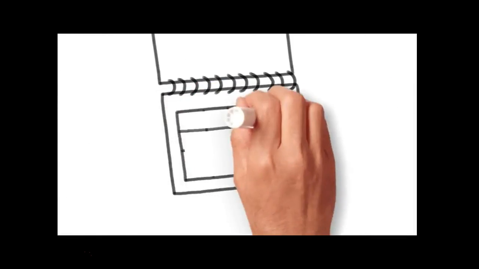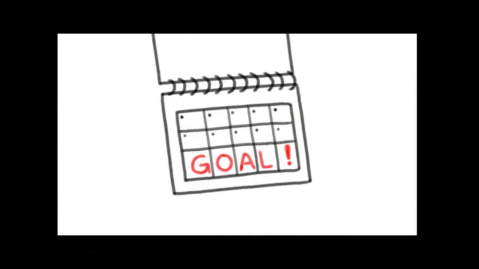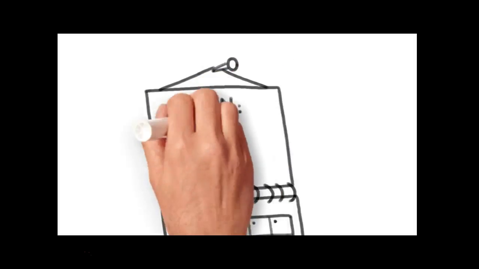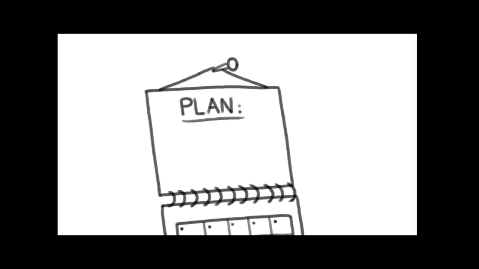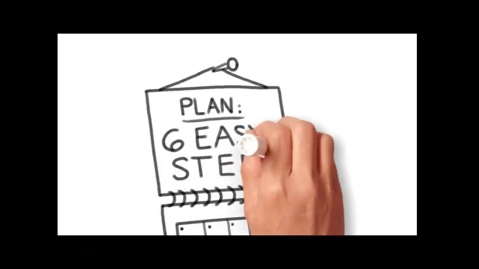So, where do you start? Well, setting a goal is always a good place to begin. It gives you something to shoot for, and then, of course, making a plan that's going to set you in motion. So here's how to do that in 6 easy steps.